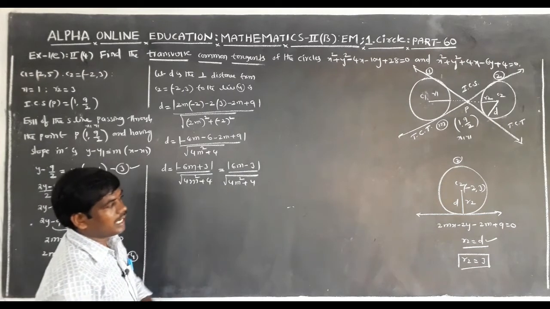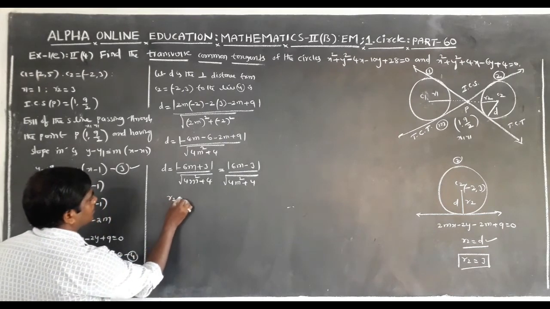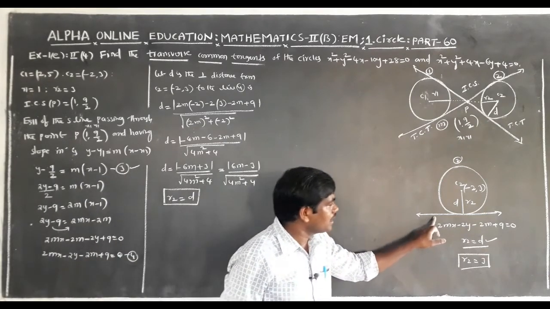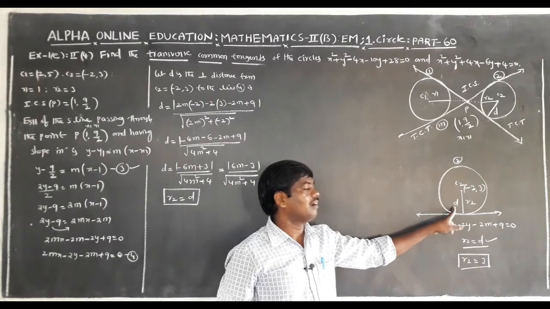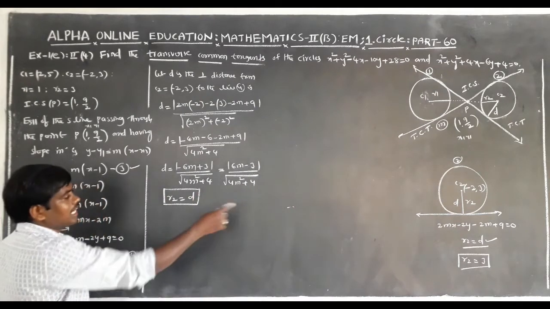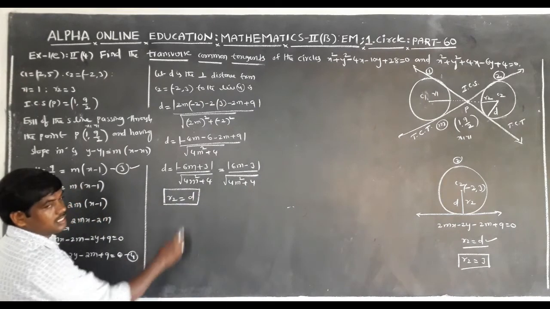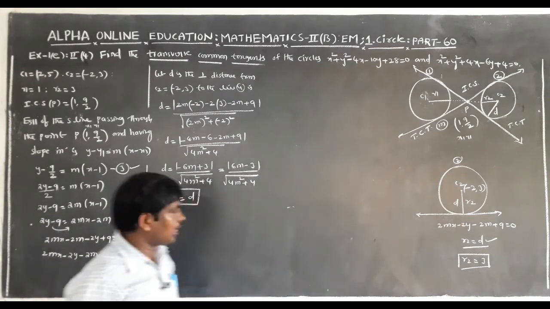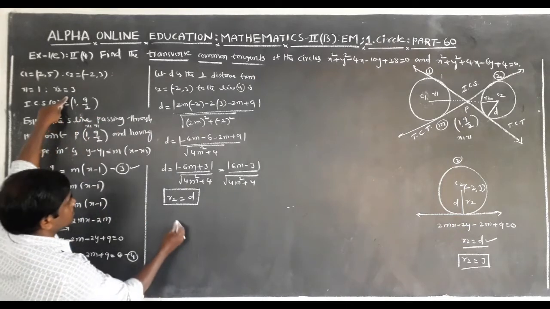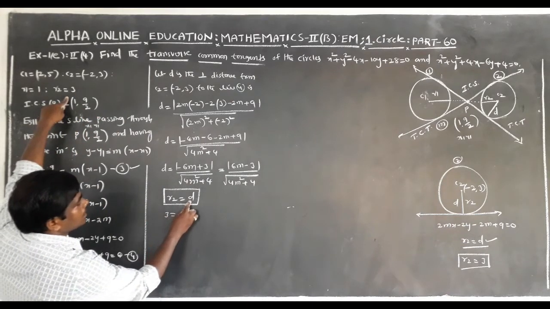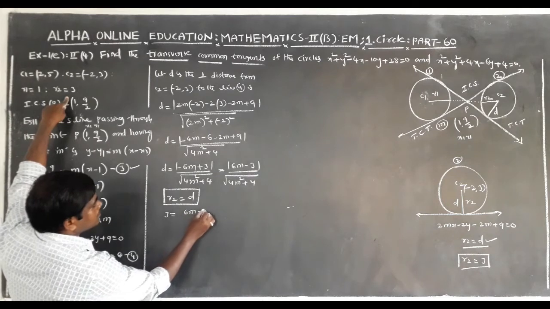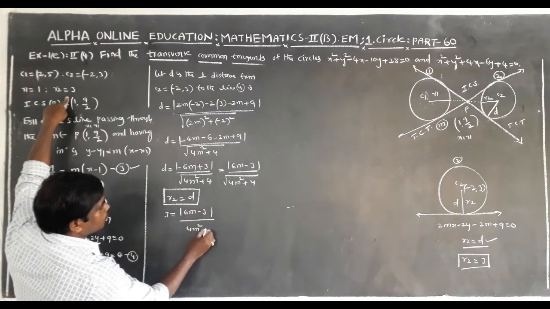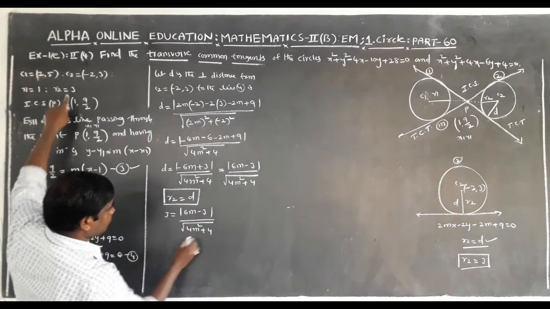Here the line touches the circle, then R2 is equal to D. If the line touches the circle, then R is equal to D. That means the radius of the second circle is equal to the perpendicular distance from the center to the line. Here R2 is equal to 3. D is equal to 6m minus 3 by the square root of 4m square plus 4.